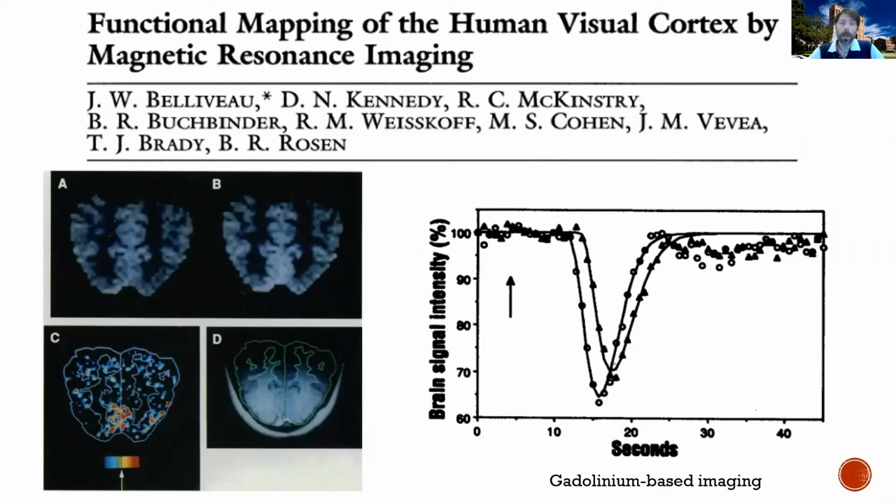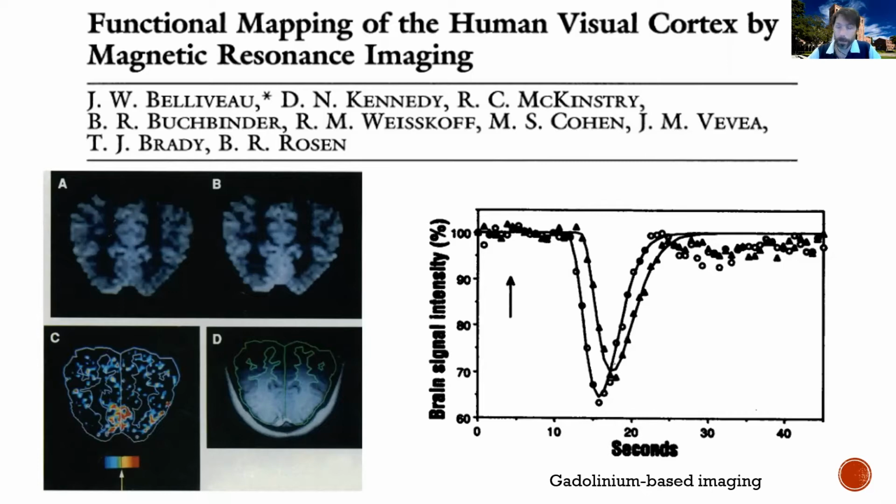So based on the notions that we've seen so far, in 1991, Béliveau and colleagues published the very first example of brain imaging study with MRI. They didn't quite use oxygenated and deoxygenated hemoglobin as a contrast. So this is not a BOLD fMRI experiment.